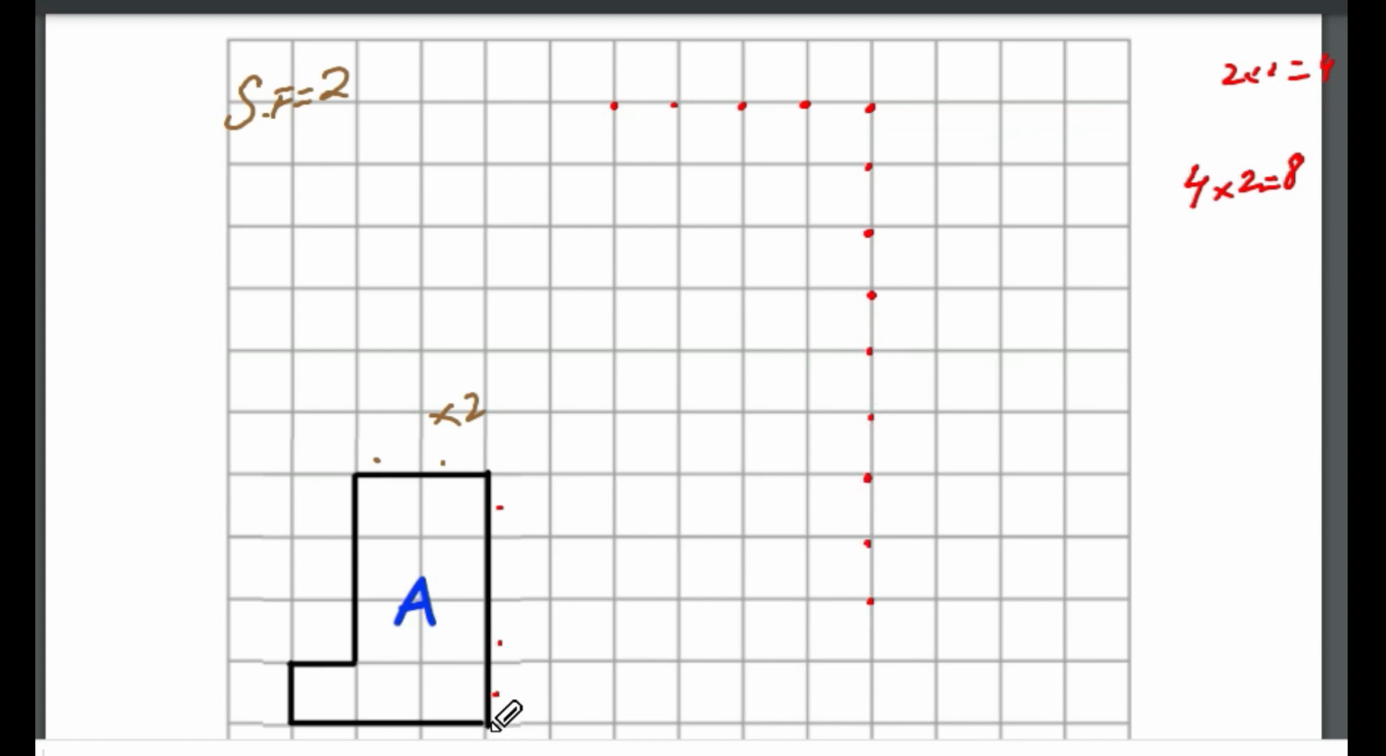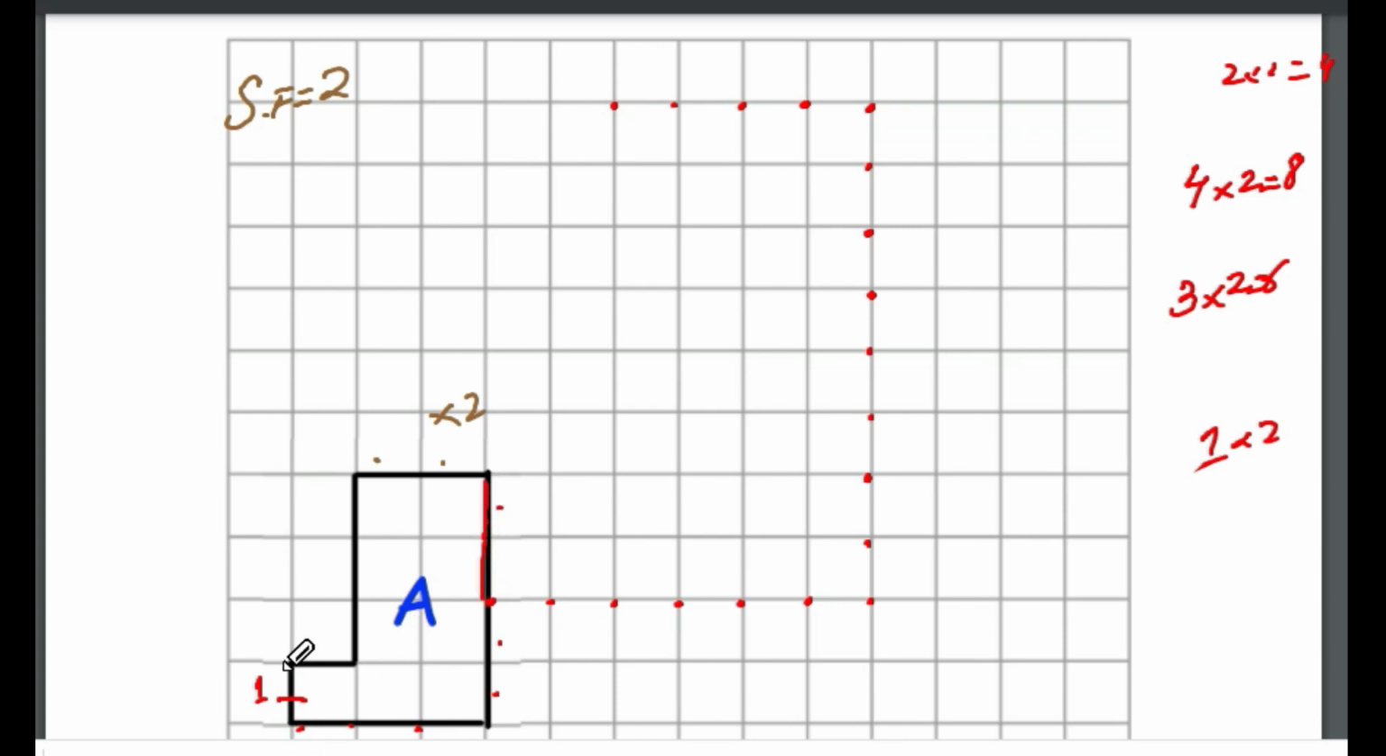Okay, now come towards this side. This is 1, 2, 3, and how much will it be now? 3 times 2 equals 6. So 1, 2, 3, 4, 5, 6. Okay, it's just coming towards it. Alright, so now towards this side, and this is only 1 unit long. So what do we need to do? 1 times 2 equals 2. So it's 1 and 2.